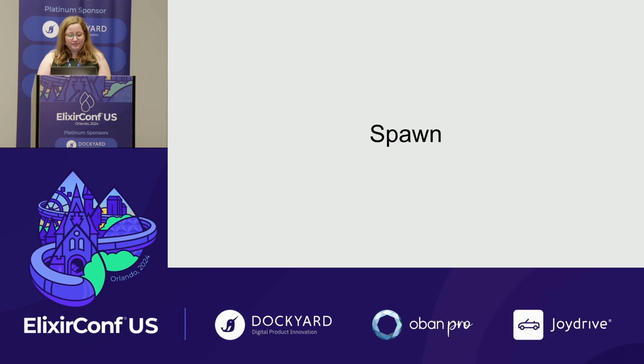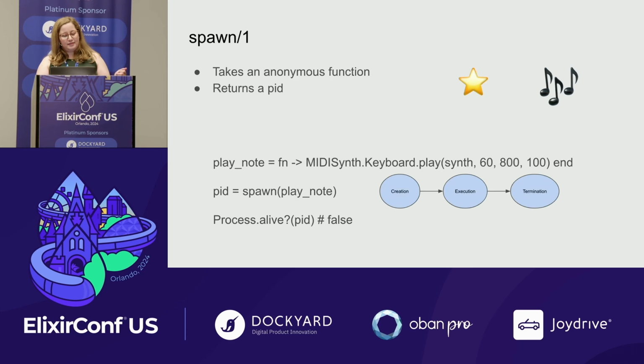All right, more fun stuff. Spawn. Let's talk about how to like make some processes. Spawn 1. This takes an anonymous function, just like we talked about, and returns a PID, just like we talked about. So let's name our anonymous function. We're just going to do play a note with MIDI synth, and then we're going to spawn that function, which returns a PID.